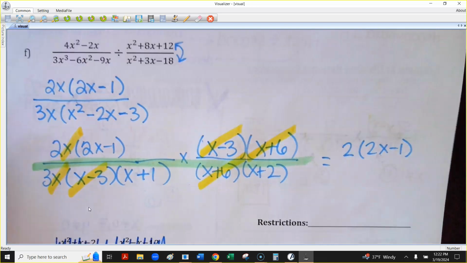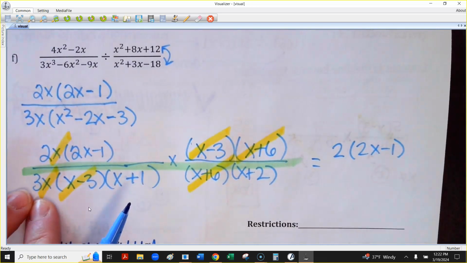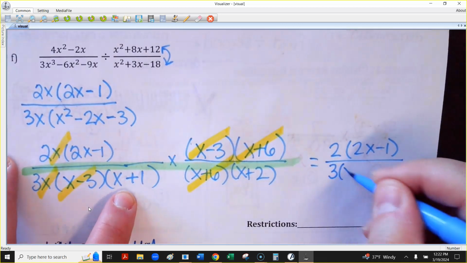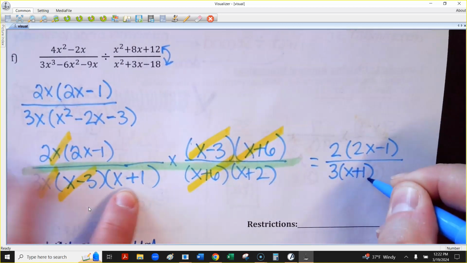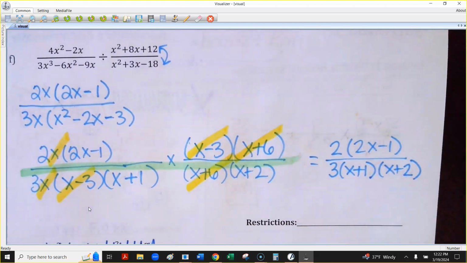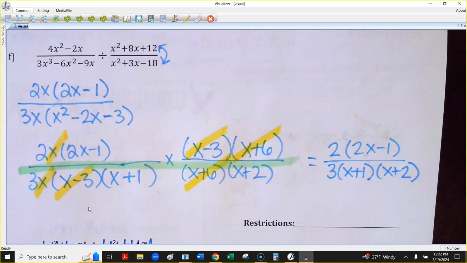I think it's easier. Now on the bottom, I do have a 3. And then I have an x plus 1. And I also have an x plus 2. So this one has a little bit more left. That would be my answer.